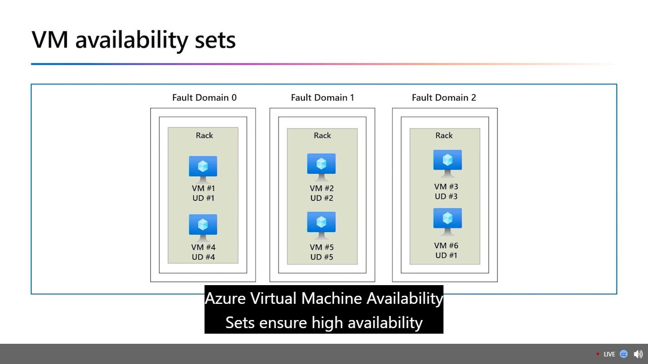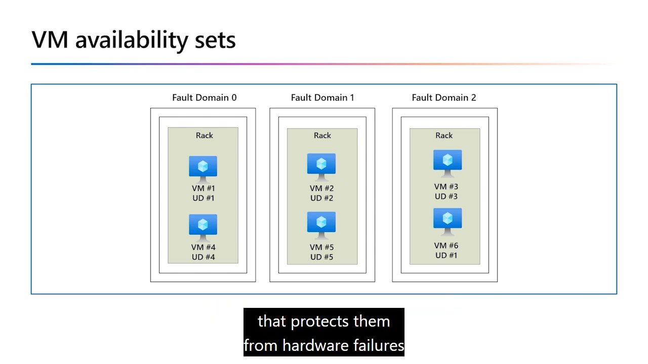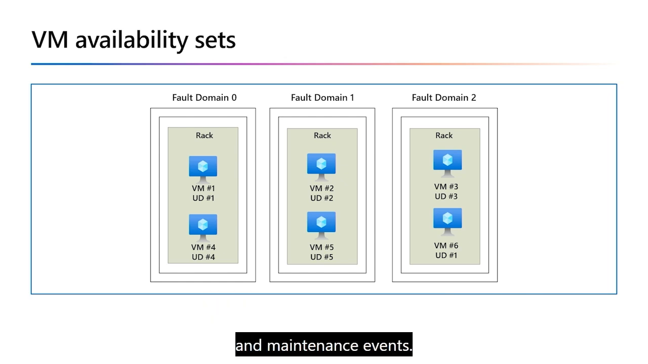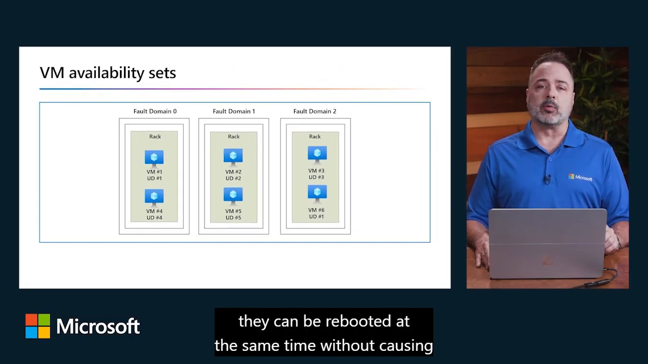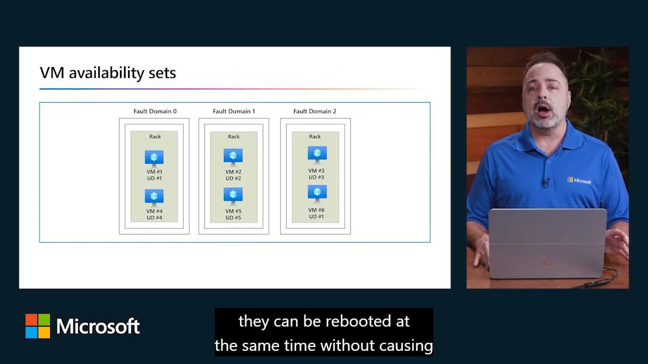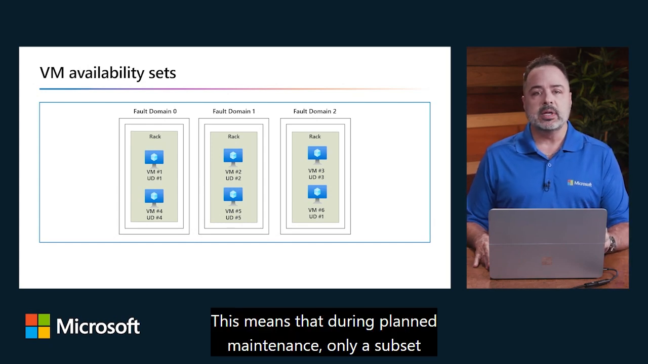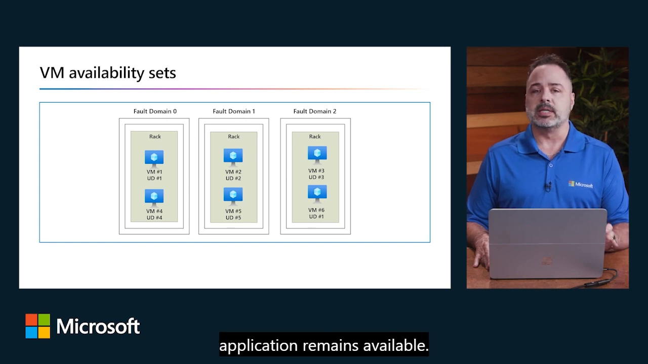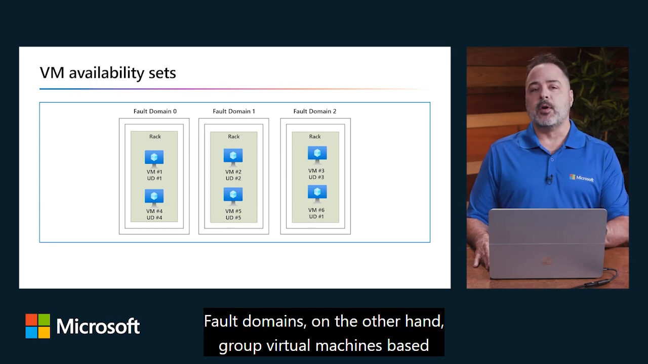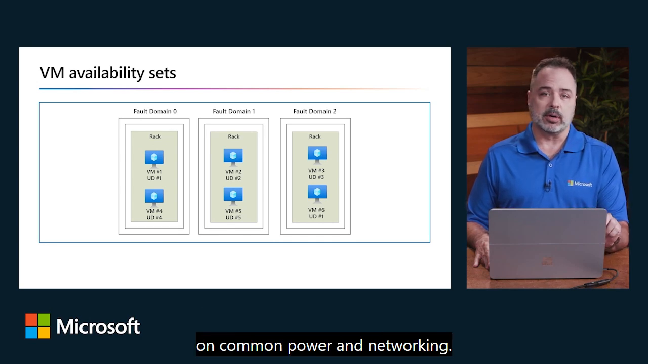Azure Virtual Machine availability sets ensure high availability for your applications by grouping virtual machines in a way that protects them from hardware failures and maintenance events. Update domains keep virtual machines grouped so they can be rebooted at the same time without causing an overall outage. This means that during planned maintenance, only a subset of your VMs will be rebooted, ensuring that your application remains available. Fault domains, on the other hand, group virtual machines based on common power and networking.